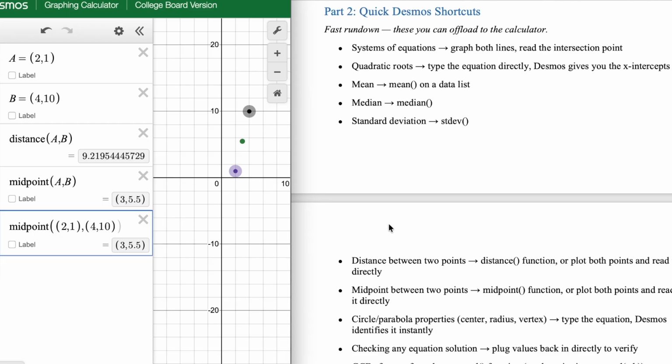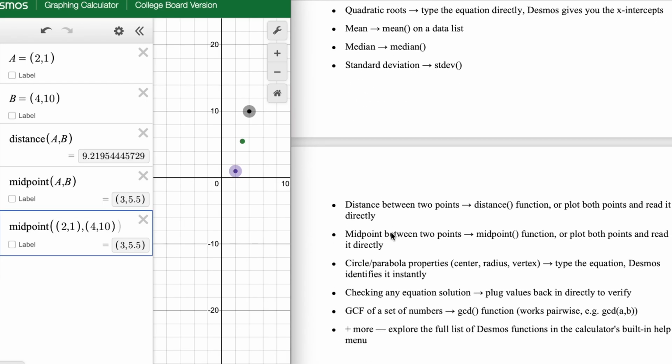And these particular things are very useful because on circles, where you're trying to find the center and the radius, you can just use the distance between the 2 points to figure out the radius, and then the midpoint formula to see the center of the circle.